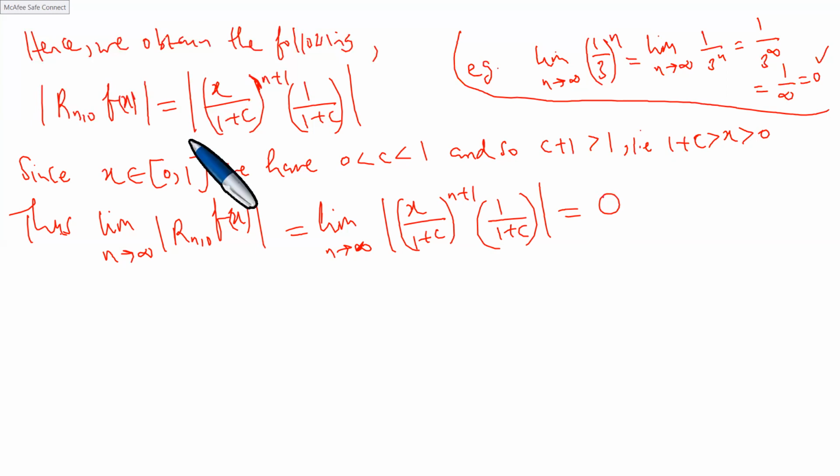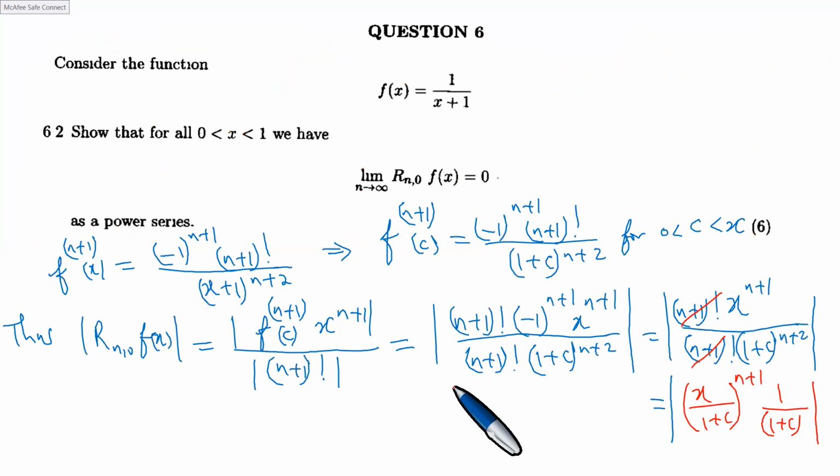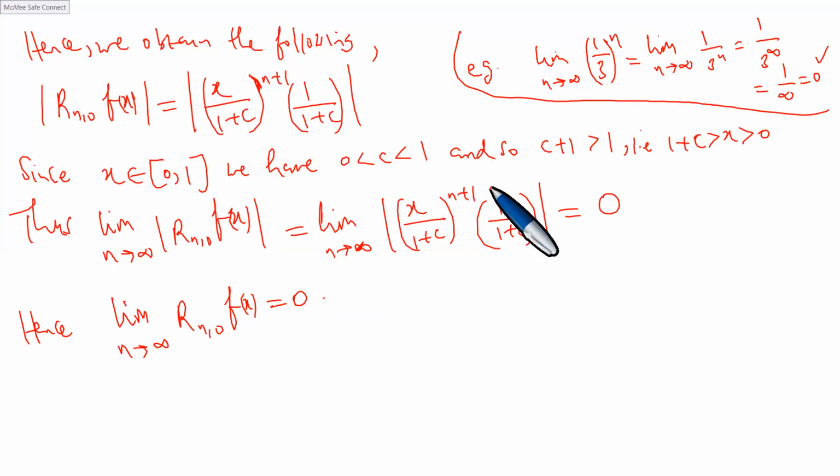Right, the conclusion therefore is that, hence, the limit as n approaches infinity of Rn at 0 of f of x equals 0. And the question obviously was, you have to show that this limit equals what? Equals 0. And we've just shown that.